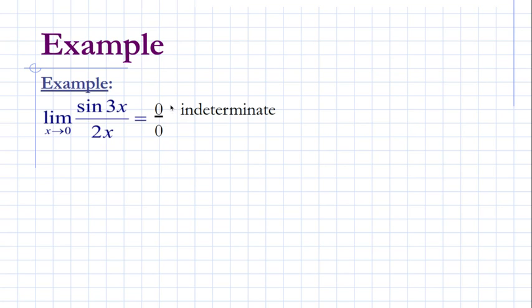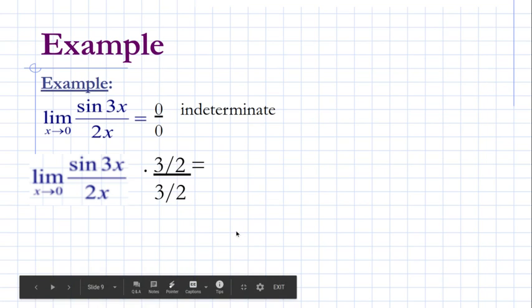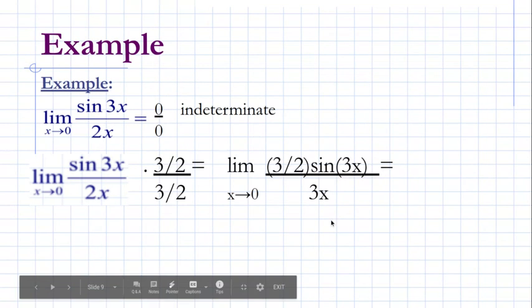So when we're typing it in, we get our 0 over 0. The only way we're going to get our 3x on the bottom is to multiply the bottom by 3/2. The 2 will cancel. That will give us the 3. And that also means we need to multiply the top by 3/2 as well. That will give us this limit, sine of 3x over 3x. That limit we've already talked about would equal 1. So the 3/2 stays, and our final answer would be 3/2.